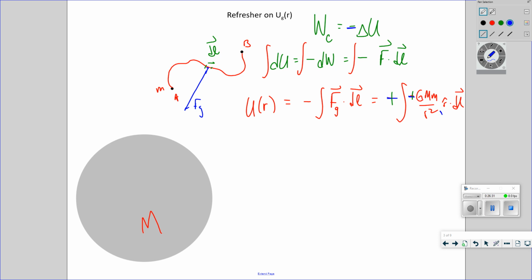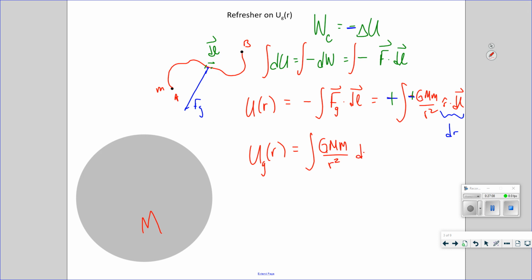From before, this r hat dot dl, it's a dot product of two vectors, one of which has a magnitude 1 and no direction, and dl is a little tiny vector that points in a direction along that path. That yields us a little tiny radial distance. Okay, so our potential energy as a function of r, this is gravitational potential energy as a function of r, is the integral of G M m over r squared dr.